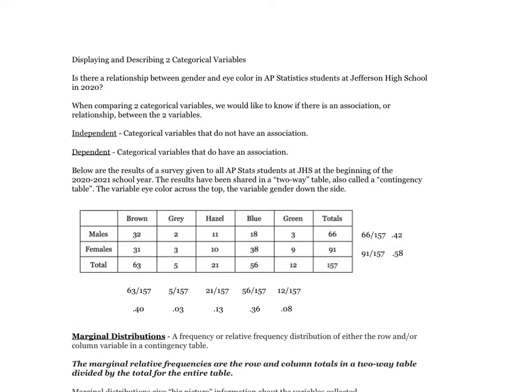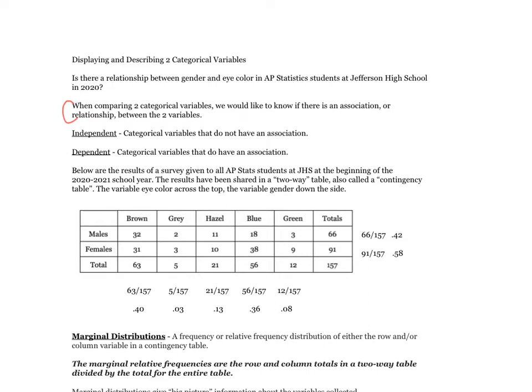Okay, so when comparing two categorical variables, we would like to know if there's an association or relationship between the two variables. Independent means that the categorical variables do not have an association, so there's no connection between them. And dependent means that the categorical variables do have an association.